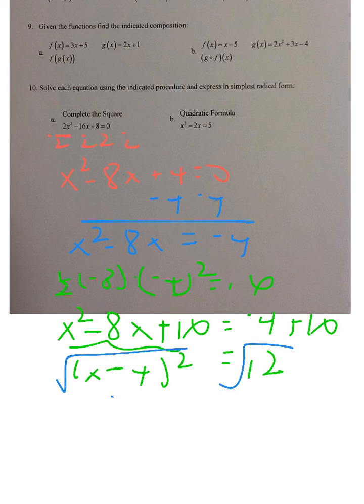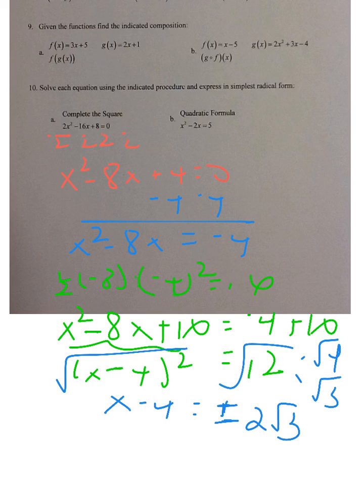So to get rid of the square, you square root both sides. So that's x minus 4 equals plus minus. Don't forget the plus minus. You have to simplify the square root of 12. That's the square root of 4 and the square root of 3. So that's 2 the square root of 3. And then you add 4 to both sides. You get x equals 4 plus minus 2 the square root of 3.